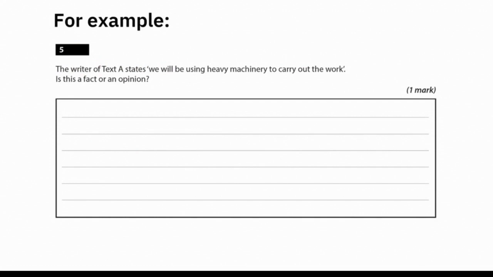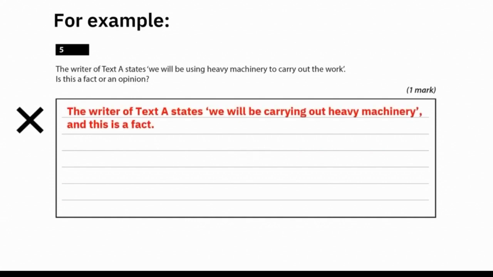The writer of text A states, "We will be using heavy machinery to carry out the work." Is this a fact or an opinion? Let's look at some possible answers. The writer of text A states, "We will be carrying out heavy machinery," and this is a fact. Well, this answer is far too long. You don't need to repeat the question in your answer.